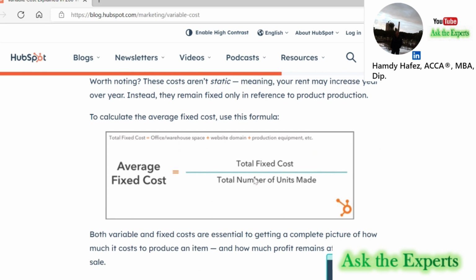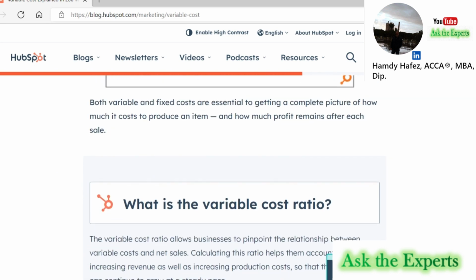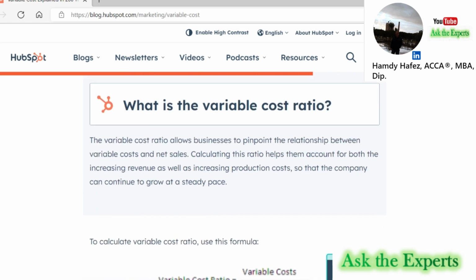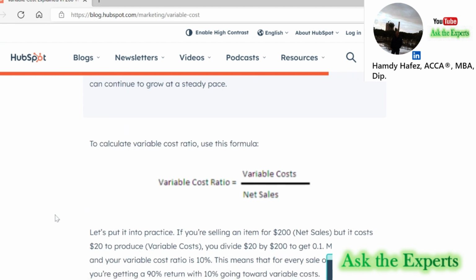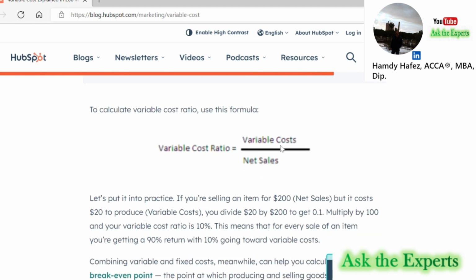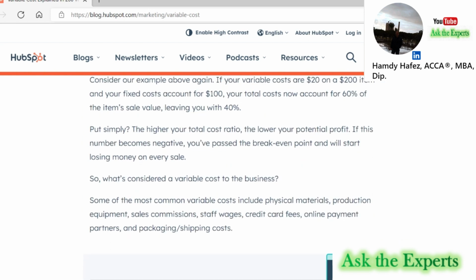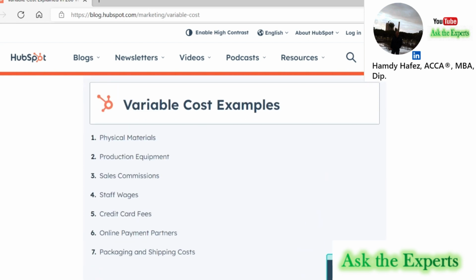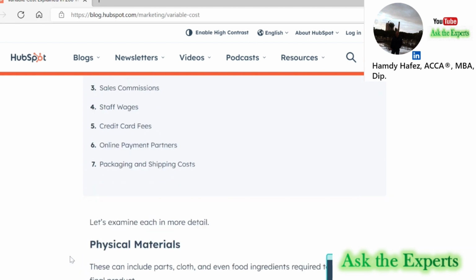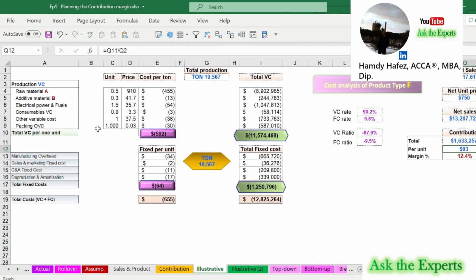And finally, how to calculate the variable cost ratio, using this formula, by dividing the variable costs by net sales. Don't worry, all these formulas and more will be explained in detail in the next episodes. But let's first see now a short illustrative example.